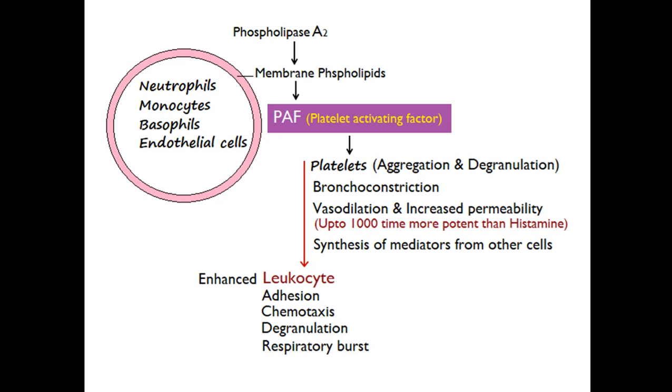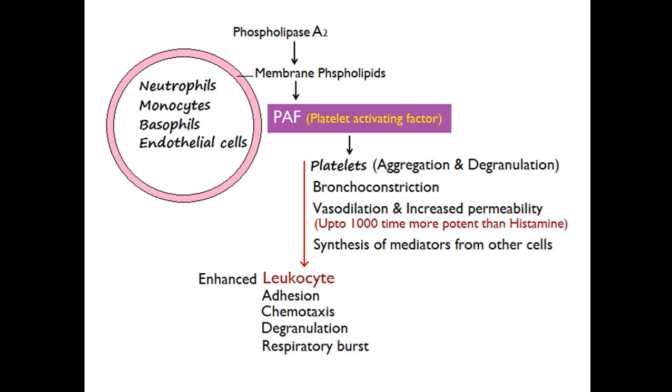Now, in the beginning of the lecture, I told you that the phospholipase enzyme results in the formation of two components. One is arachidonic acid, and the other is the lyso-PAF, which is the precursor of the platelet activating factor. So phospholipase A2 can convert the membrane phospholipids into platelet activating factor, and this is stimulated in the neutrophils, monocytes, basophils, and endothelial cells, whose membrane phospholipids are converted by the activated phospholipase A2 enzyme into platelet activating factor.